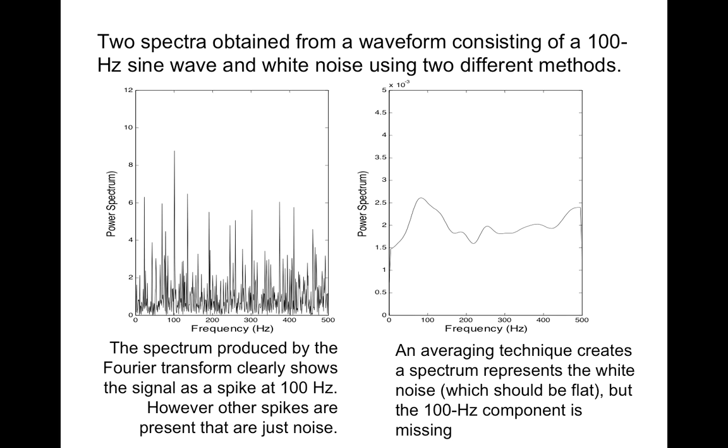If we then use an averaging technique, this flattens out the signal, but notice that the clear peak at 100 Hertz is missing. So while we could tell that there might be a little more energy focused around 100 Hertz, it's not clear that it's specifically at 100 Hertz like it is in this figure. However, in this figure, the figure on the left, you have all these other components and you don't know if they're real or if they're just noise.